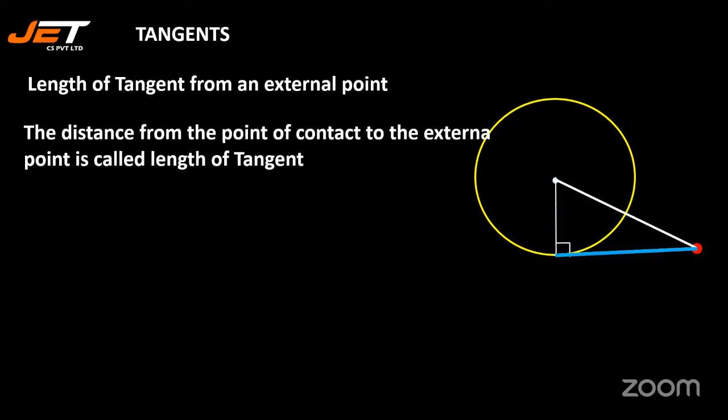The distance from the point of contact to the external point is called the length of the tangent. Let me repeat it again because it's very important. The distance from the point of contact to the external point is called the length of the tangent. Next, the lengths of both tangents will be equal.